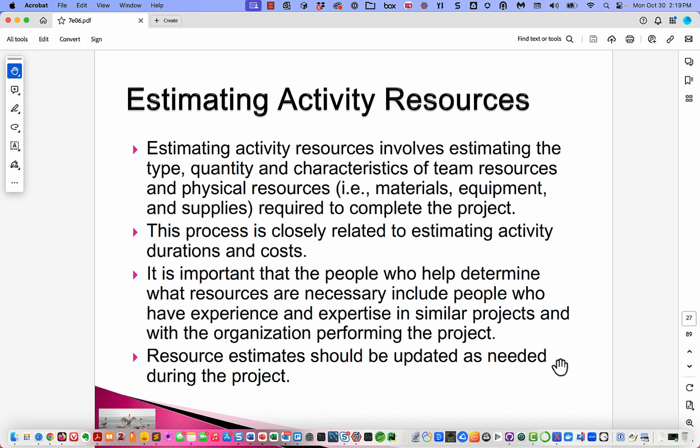So, estimating the resources is identified as a separate task in this kind of traditional PMI approach. But I think it's important to see how the resources and the duration are kind of locked in together. And if you change one, implicitly, you're going to need to change the other.